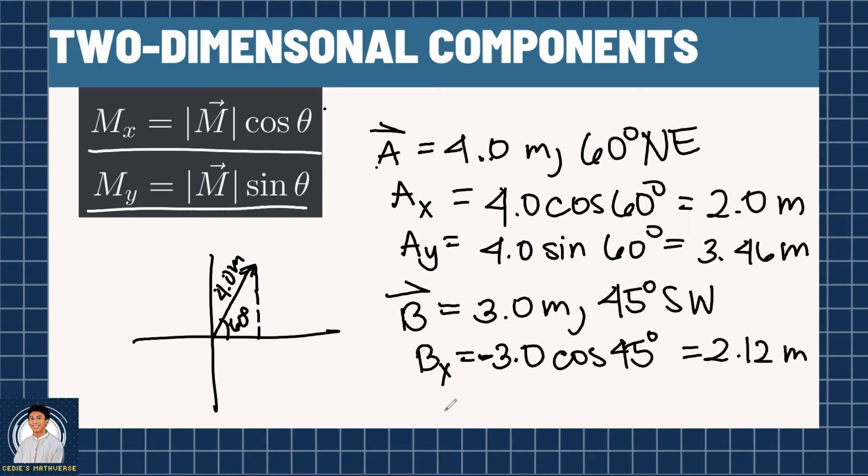meters. Then, the y component, negative 3.0 sine 45, negative since it goes south. This is what it looks like.